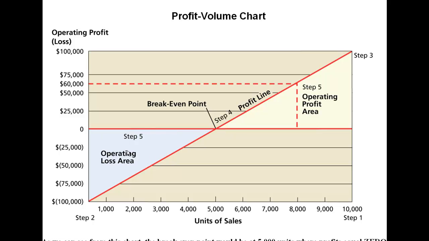Over here is our operating loss area, and by the way, that break-even point, if we come down here, is right above the 5,000. As we can see from the chart, at the break-even point, 5,000 units, profit equals 0. And if we scooted over to 8,000, we would see that our profit would be $60,000 right there.